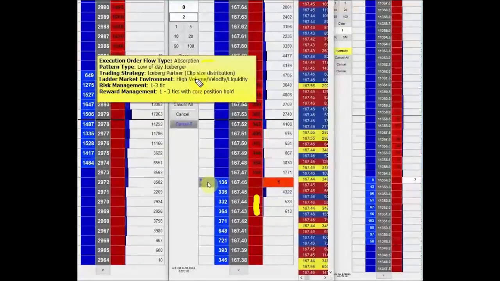What you're going to be doing with the iceberg partner is distributing your clip size. The iceberg partner is effectively you partnering inside with the iceberg. So you're going to be positioning yourself where you're looking at the 167, 45 and 46s and potentially the 47s, and you're going to be distributing your clip in this area.